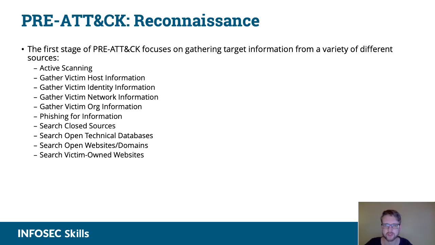There's also the use of phishing for data collection rather than exploitation, trying to learn information that could give hints about how an organization's network works, policies and procedures for security, etc. Then there's searching different sources of data, whether closed sources, open technical databases, open websites or domains, and victim-owned websites. All of these are potential sources of information about an organization's network infrastructure, websites, and other processes and users that are associated with this network.